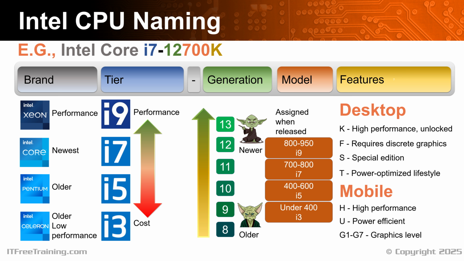The last part of the naming convention is letters to indicate features. For example, if the name ends with an F, you will need to purchase a graphics card, as the CPU does not have graphics capabilities. You'll also notice letters to indicate if the CPU is optimized to use less power or performance. As you can see, you can get a general idea of what kind of performance you can get, but there's a lot to take into consideration which may affect the results.